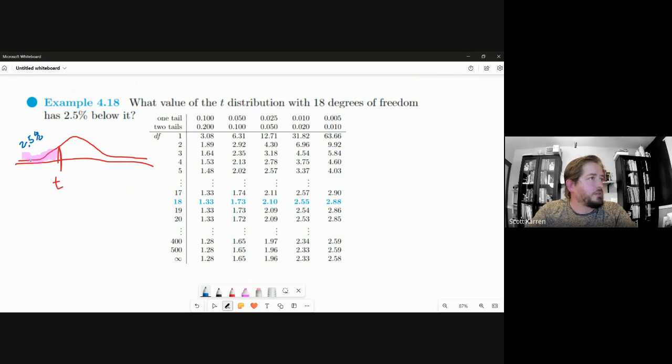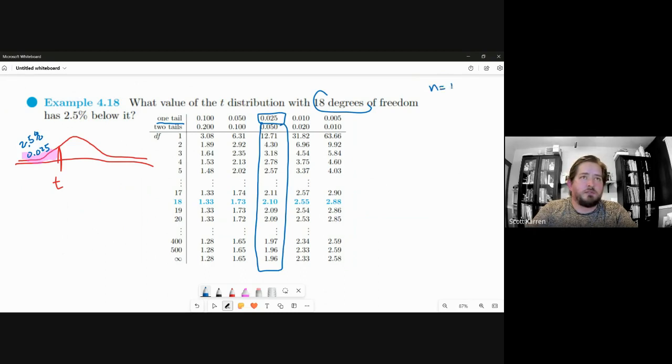So that is to say that my area is 0.025. I'm doing a one-tailed test, so I'm going to find that 0.025. So I know I'm in this column. I was told that I have 18 degrees of freedom, which corresponds to a sample size of 19, right? So I'm going to find 18. That's this highlighted row. And so that t-value is 2.10.